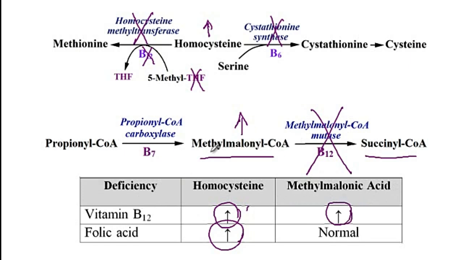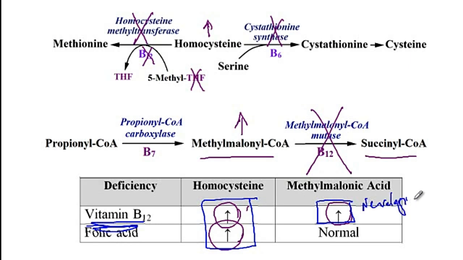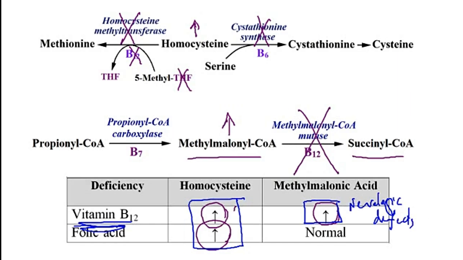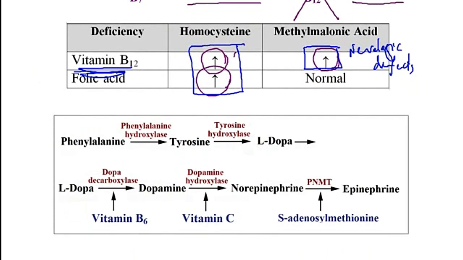And then note that vitamin B9 has no role in this pathway, so therefore deficiency of the folic acid or vitamin B9 doesn't affect the levels of methylmalonic acid. So once again, both vitamin B12 and folic acid deficiency will cause elevated level of homocysteine, while it's only vitamin B12 deficiency that causes elevated level of the methylmalonic acid. In addition, both of these vitamin deficiencies cause megaloblastic macrocytic anemia as well as hypersegmented neutrophils, but again, it's only vitamin B12 that will cause neurologic defects.